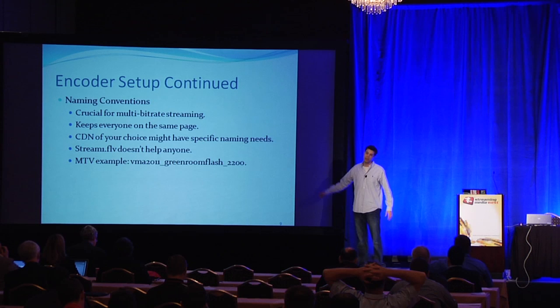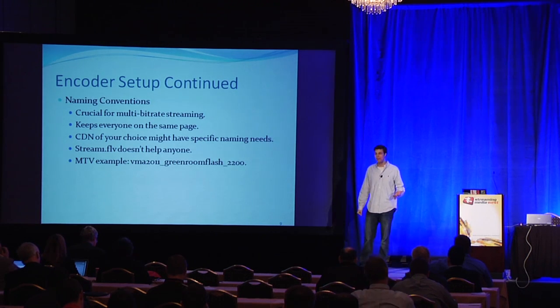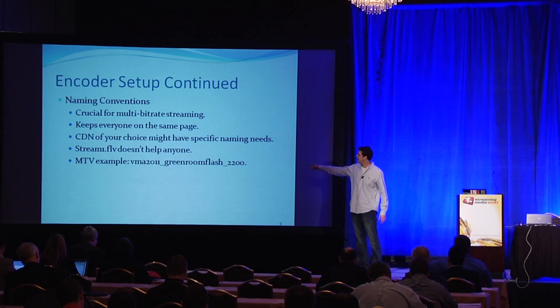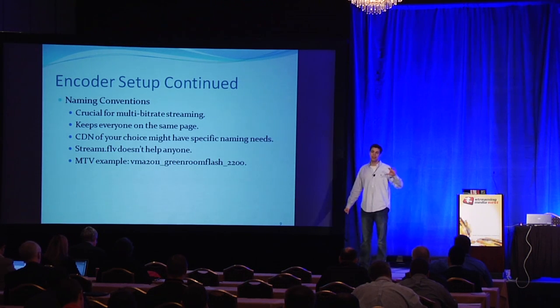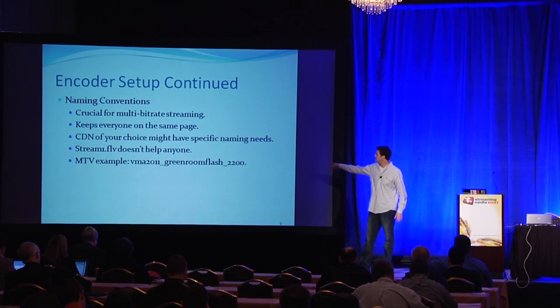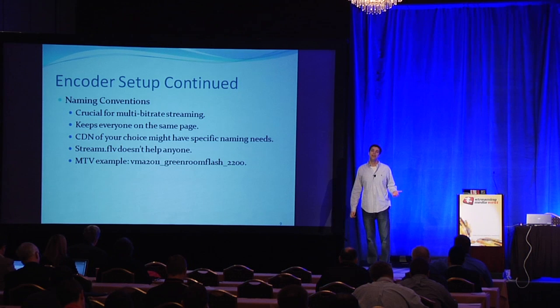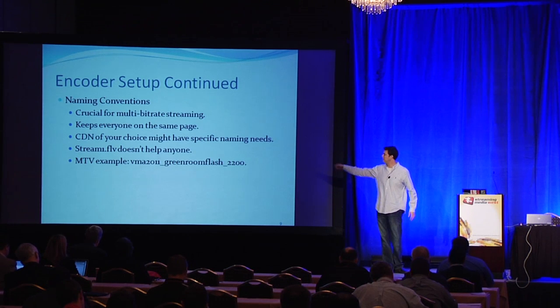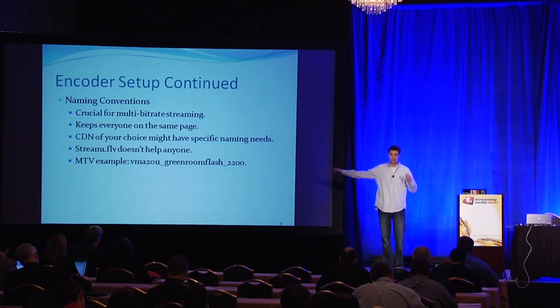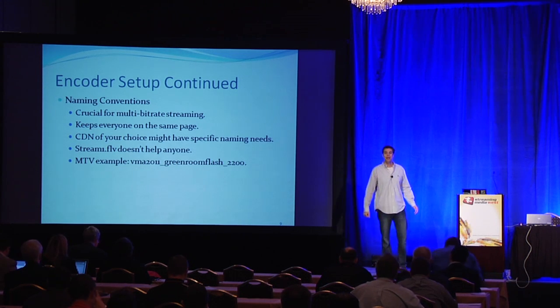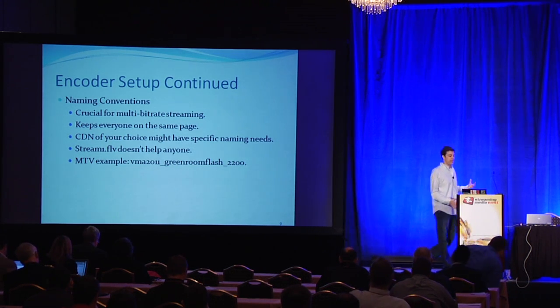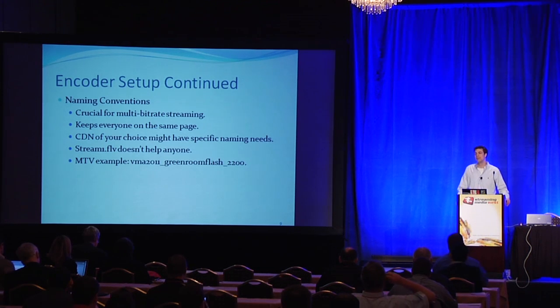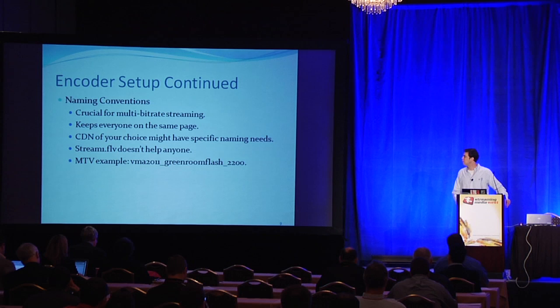Green room is one of the cameras that we have set up in the green room, and the green room flash means that I'm using this bitrate, whatever this rendition is, I'm using for my flash stack. And 2200 is the bitrate. So I'm doing a 2.2 meg stream of the green room in flash at the VMAs just from looking at that bullet point. And once your groups can operate that way, it'll make a significant difference in the workflow and the production itself.